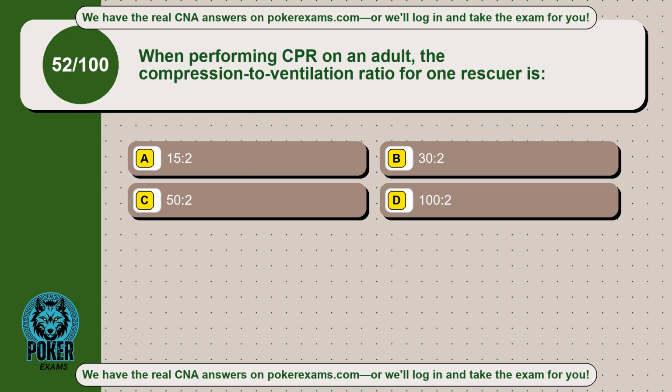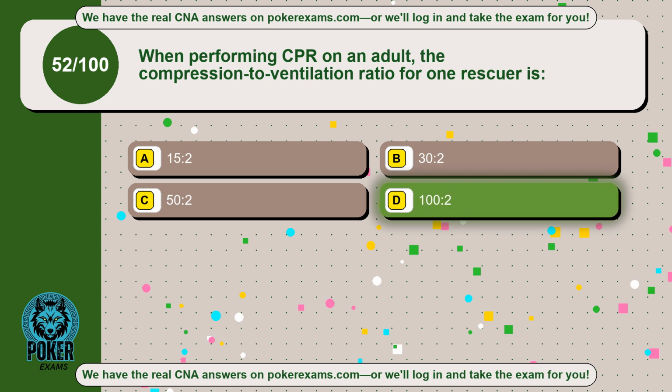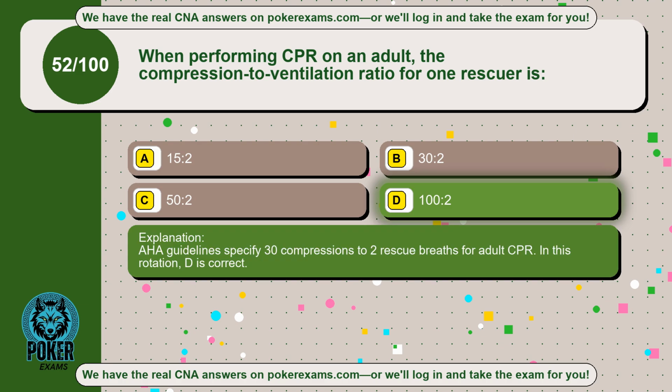Question 52. When performing CPR on an adult, the compression to ventilation ratio for one rescuer is: Option A, 15:2. Option B, 30:2. Option C, 50:2. Option D, 100:2. The correct answer is option D, 100:2. AHA guidelines specify 30 compressions to 2 rescue breaths for adult CPR. In this rotation, D is correct.